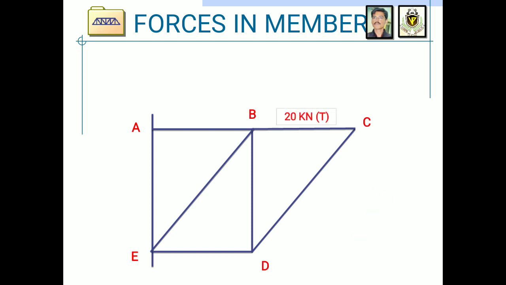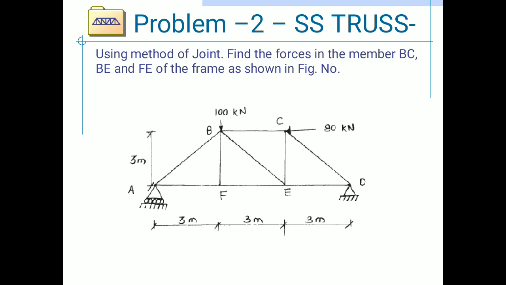20 kN tension in member BC. In member ED, 20 kN compression. In member DC, 28.28 kN compression. In member DB, 20 kN tension. In member BA, 55.35 kN tension. In member BE, 50 kN compression.